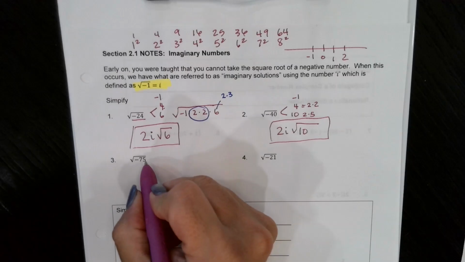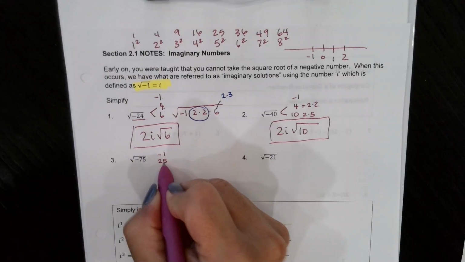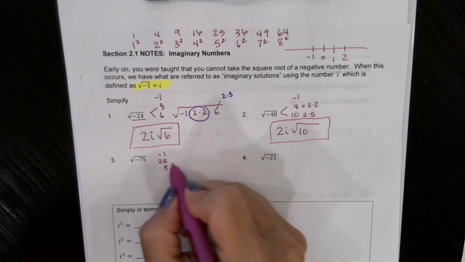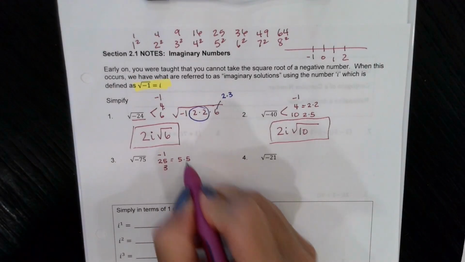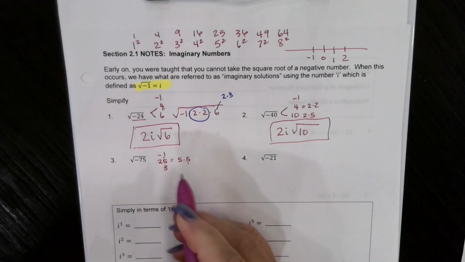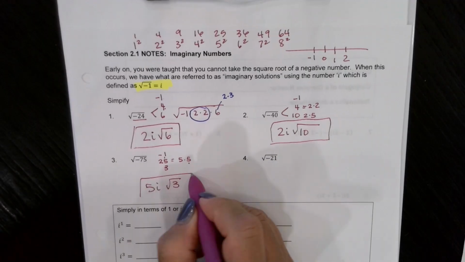All right, a couple more here. So negative 75, I'm going to have negative 1, I'm going to have 25, and I'm going to have 3. And I know that 25 is the same as 5 times 5. So I'm going to pull out my 5, and I'm going to pull out my i, and what's left is the square root of 3.